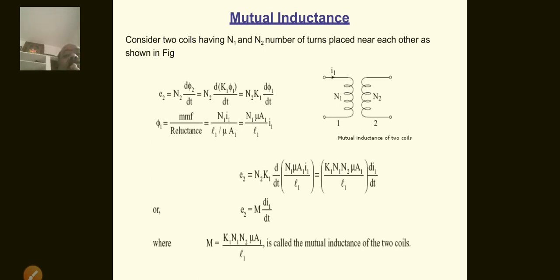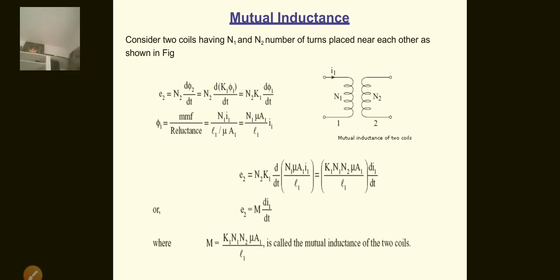So consider two coils having N1 and N2 number of turns placed near each other, as shown in the figure, just to observe mutual inductance. While you are applying a signal at the primary, the first coil, the current I1 flows through N1. Due to that, the second coil automatically induces an EMF. This phenomenon, this process, is called the mutual induction principle.